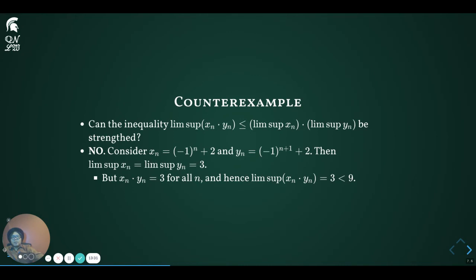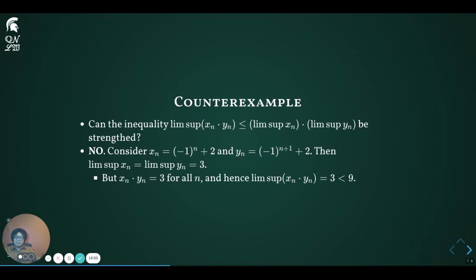So with the theorem proven, let's discuss a counterexample. This is not a counterexample to the theorem, but a counterexample to show that the theorem cannot be made more restrictive. The question is, can the inequality in the conclusion, which says that the lim_sup of the product is bounded by the product of the lim_sups, be strengthened, say, to an equality? The answer is no. And here's a simple example.